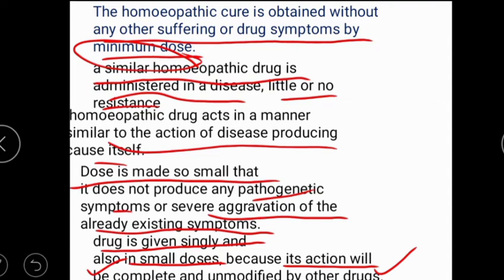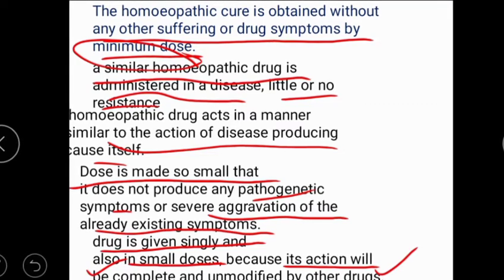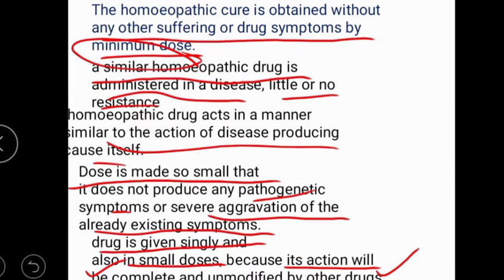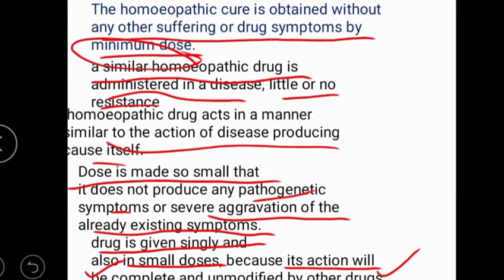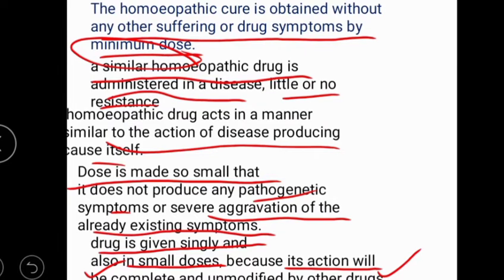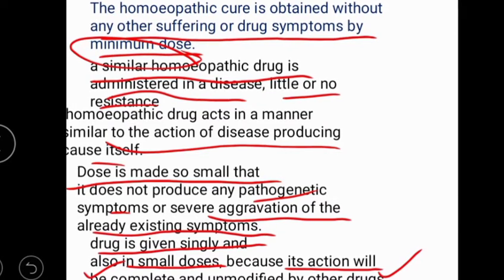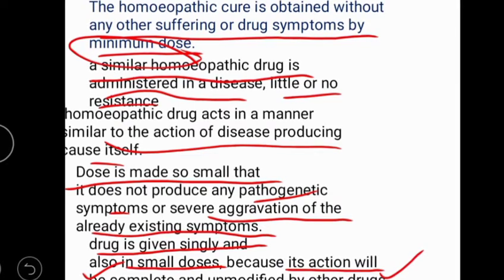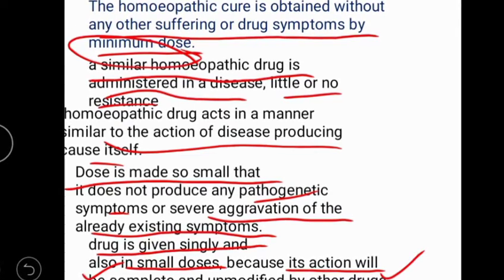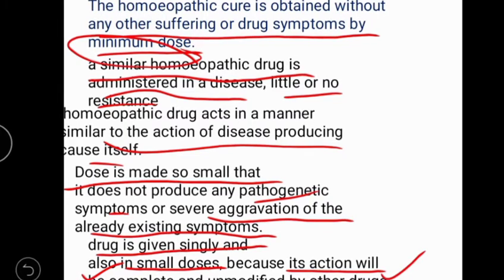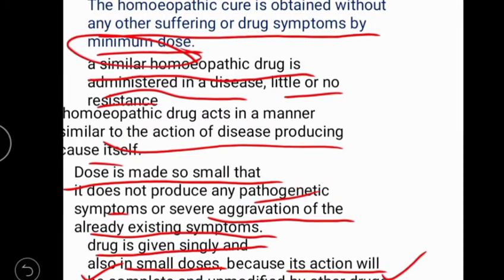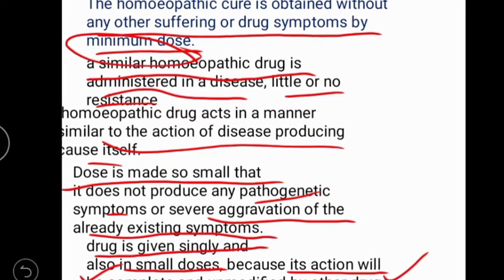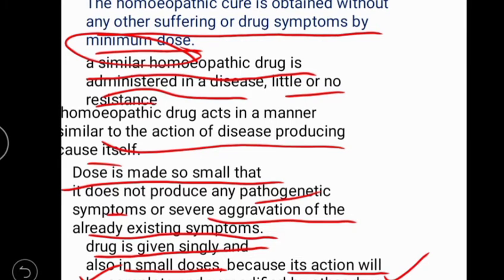Means if we give another drug, two drugs at one time, then what happens? The action of the other drug is different from the first drug, so the action of curing the disease becomes intermingled. So we should not give many doses at a single time. We should give a single drug so that we can find its action in complete form, which cannot be modified by any other drug.